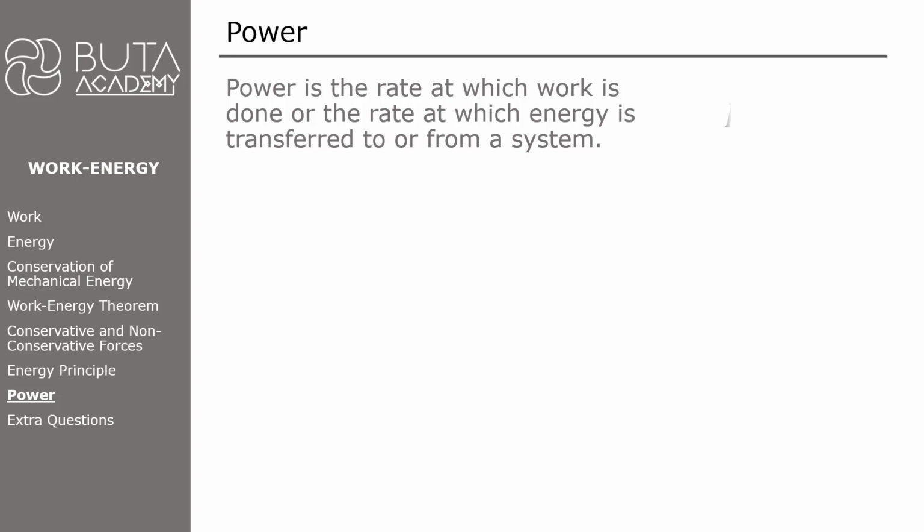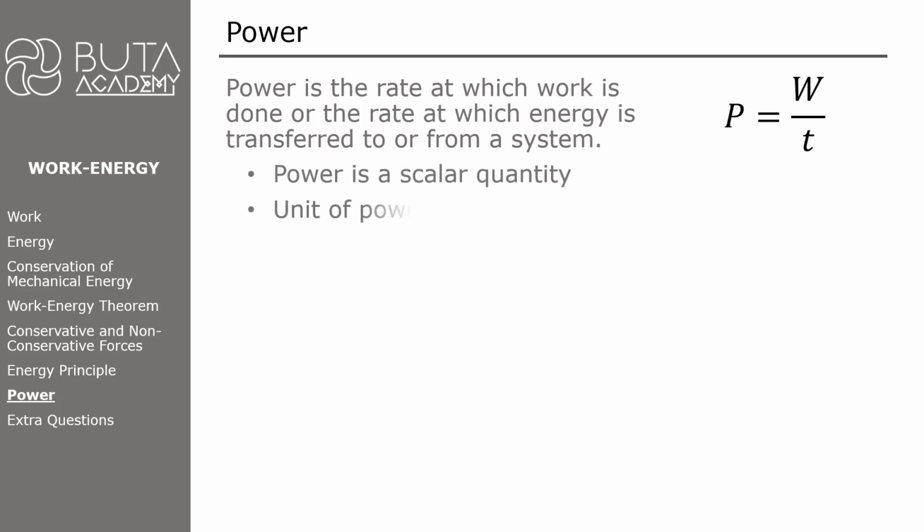The formula of power is work divided by time. Sometimes we can write it as energy transferred divided by time as well. As work and time are both scalar quantities, so is power. And the unit of power is the watt, which is denoted as W. Till this point, we just revisited the topic of power from grade 10.